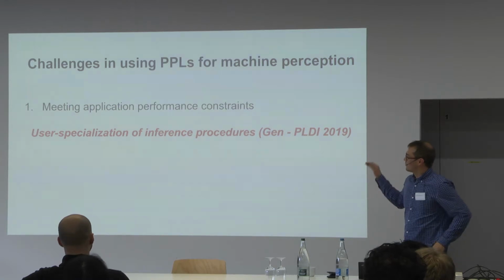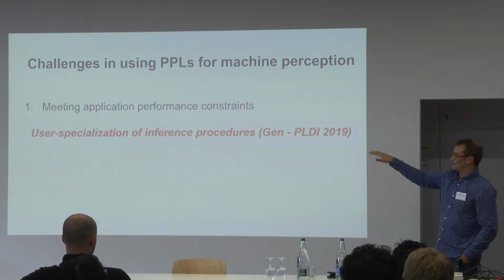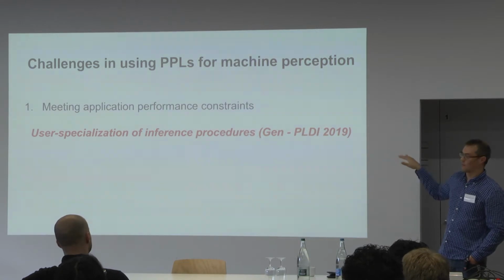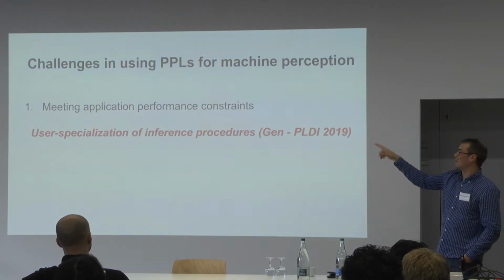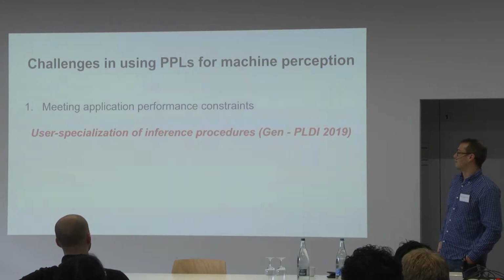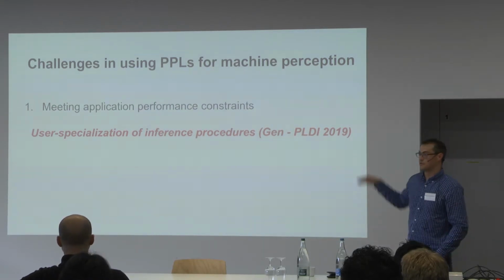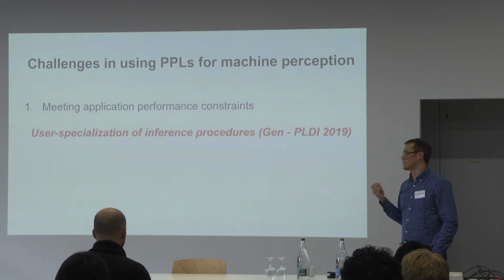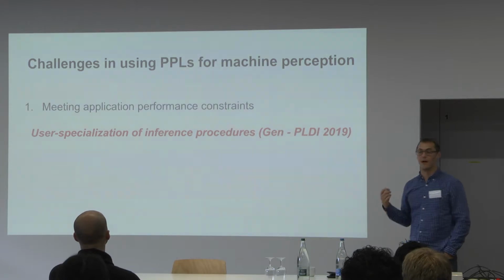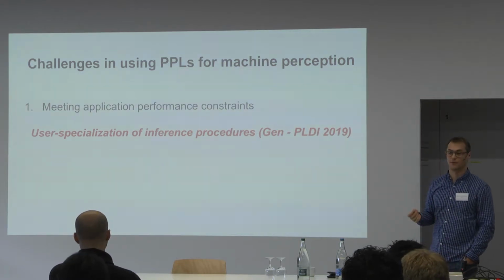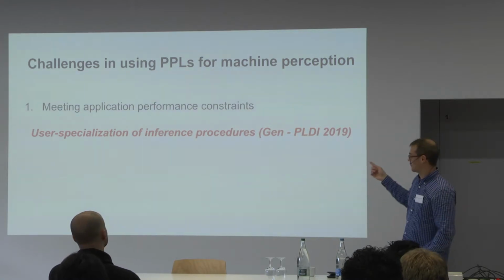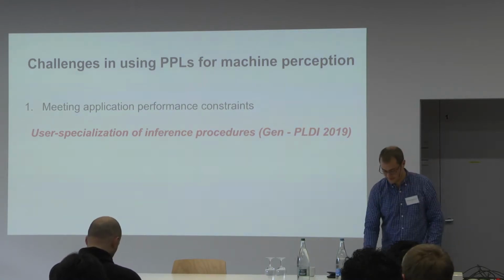So in this talk, one of the things I'll mention in the first block is what we've been doing to create probabilistic programming systems that are more aligned with the needs of areas like machine perception. A big piece of this is allowing users to specialize the inference procedure to a high degree, and also incrementally optimize its performance in a very flexible way. So that's this GEN system, which was presented at PLDI this year.